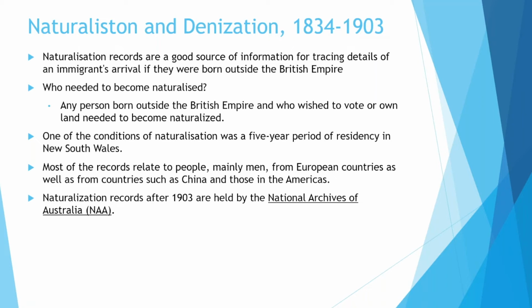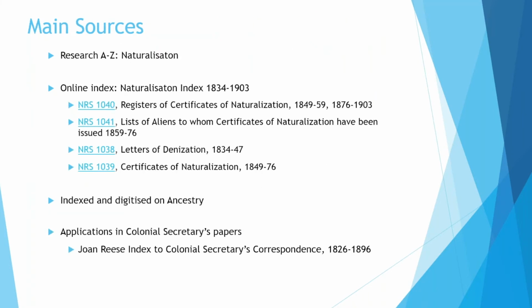After 1903, the naturalisation records are held by the National Archives of Australia. The good news is we have an index to the naturalisation records, so I also suggest you have a look at the guide in the A to Z guides. Our index does go from 1834 to 1903 and includes those records. These have also been indexed and digitised on Ancestry. The applications can be found in the Colonial Secretary's correspondence. So again, the Joan Rees Index to the Colonial Secretary's correspondence 1826 to 1896 would be the place to look for that.